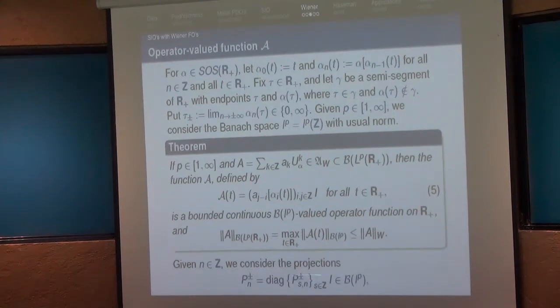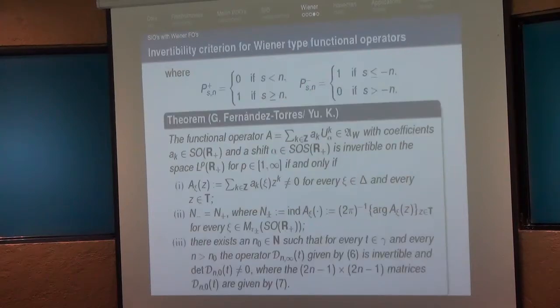Now we consider projections P_n plus minus, where these symbols are given in the next slide. So this is given by the form, the characteristic function on Z, and the result is a criterion of invertibility.